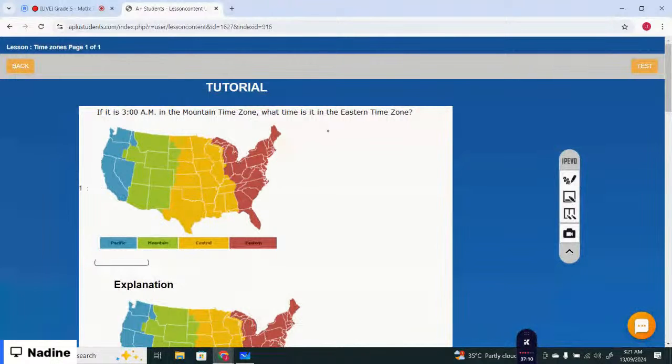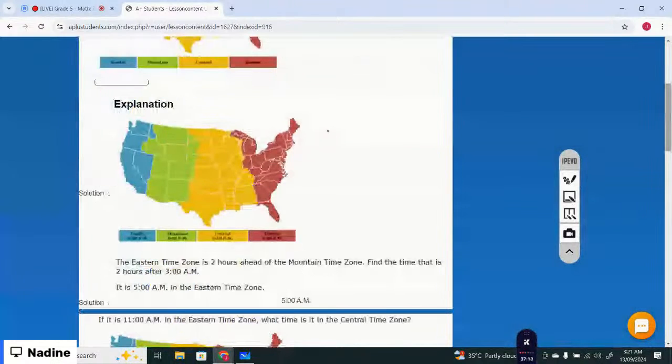Okay, so what you have here is the time zones. 3 a.m. in mountain time zone, right? Then what is the time in Eastern time zone? Here is Eastern time zone, right? Eastern is 2 hours ahead of the mountain, not behind. You need to add 3 hours plus 2, that means 5 a.m. it is in the Eastern zone.